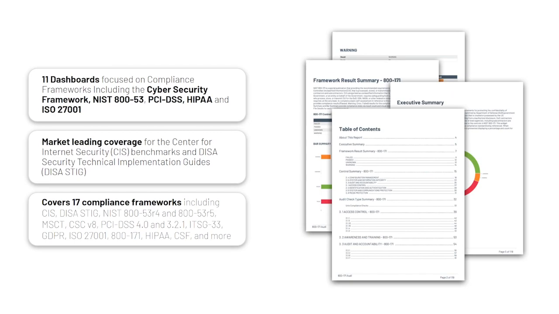Of the new built-in dashboards, 11 are focused solely on compliance frameworks like NIST CSF, NIST 800-53, PCI DSS, HIPAA, and ISO 27001. We also include market-leading coverage for CIS and DISA STIG, offering compliance framework dashboards and reporting on 17 different frameworks out of the box and ready to use for your reporting needs.